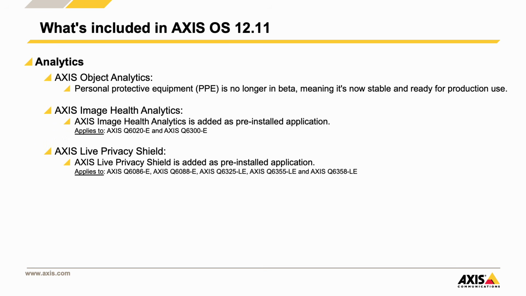Now, let's have a look at the analytics updates. First, in LOA, PPE detection is no longer in beta. It's stable and ready to go. Second, for both Access Q6020E and Access Q6300E, the Access Image Health Analytics is added as a pre-installed application. Also for the Access Live Privacy Shield, it is now pre-installed across several Q-series PTZ cameras.